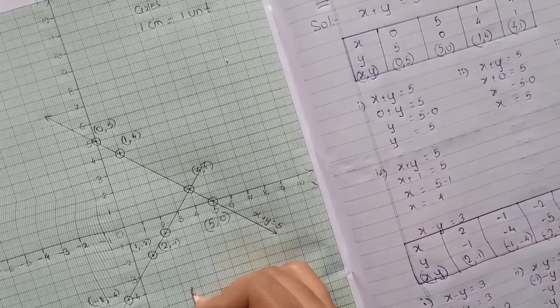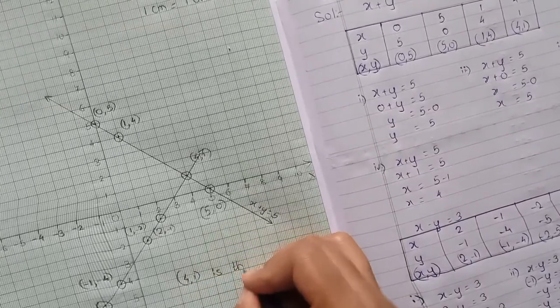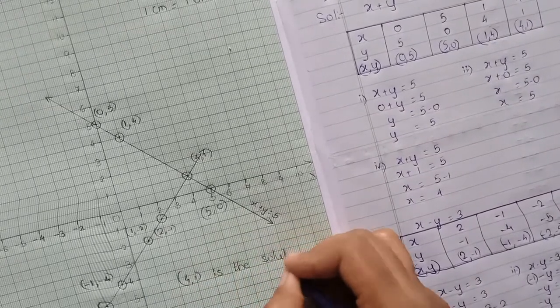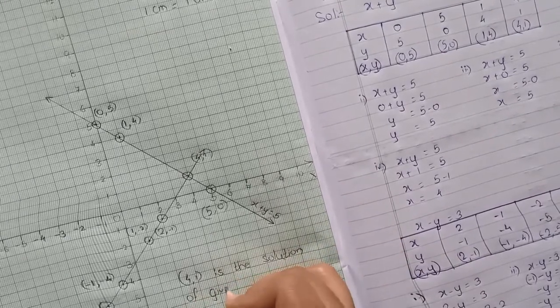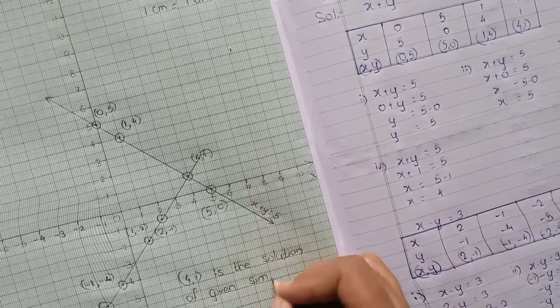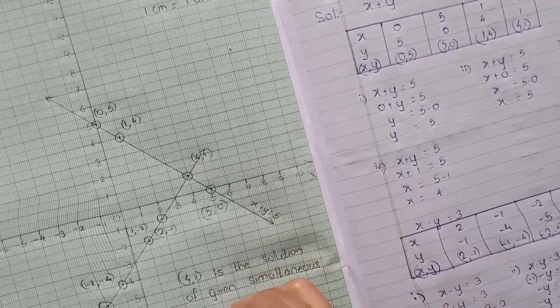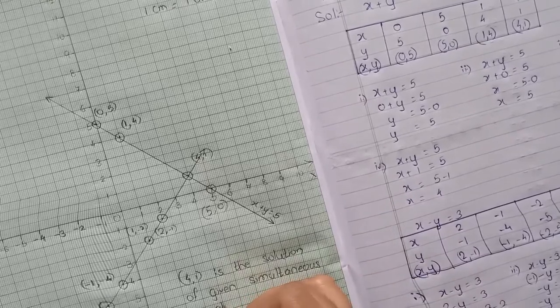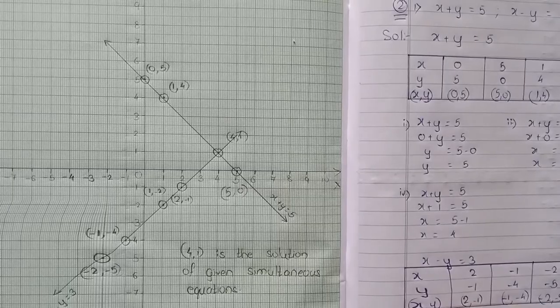How will we write it? We will write 4 comma 1 is the solution of given simultaneous equations. This is the required answer.